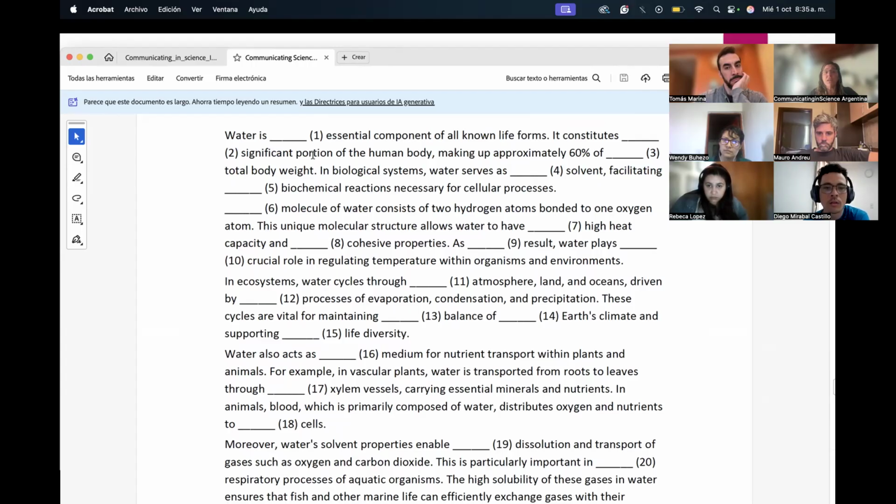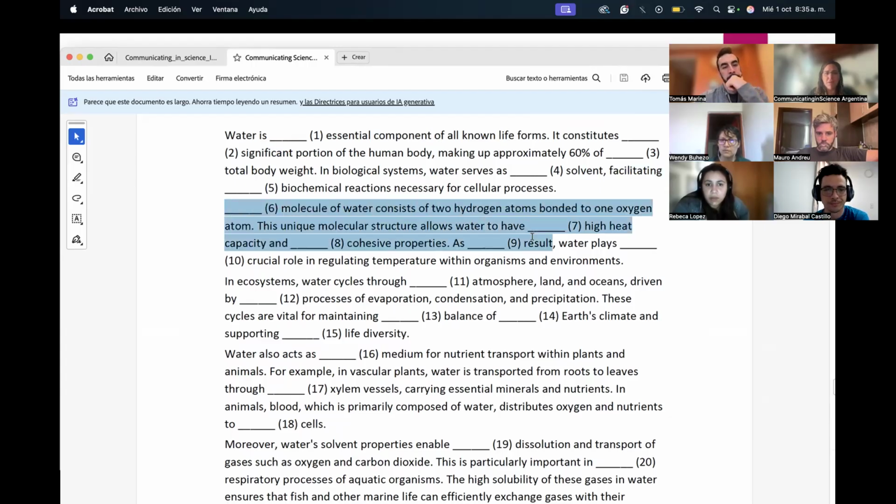It constitutes a significant portion, making up approximately 60% of the total body weight. Water serves as a solvent, facilitating the biochemical reactions necessary for cellular processes.